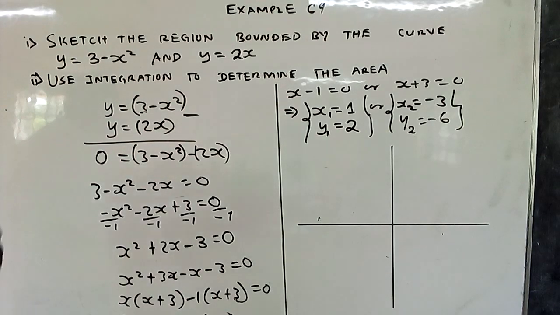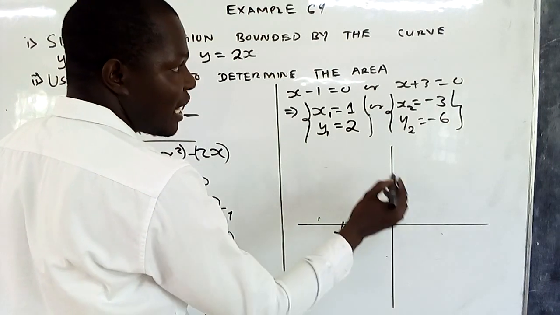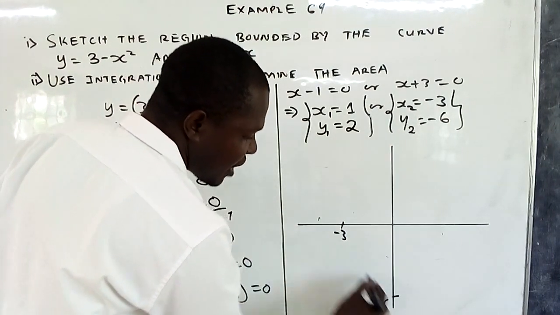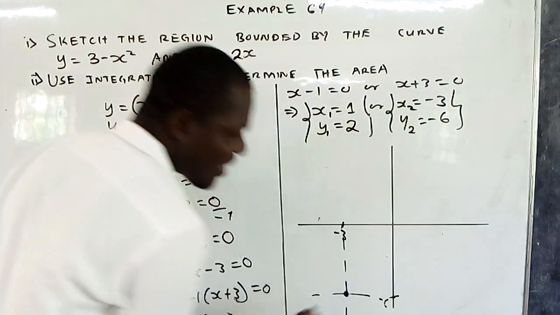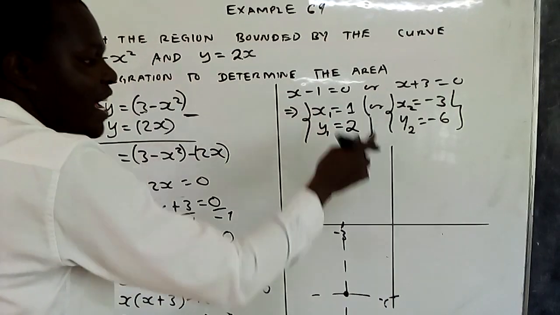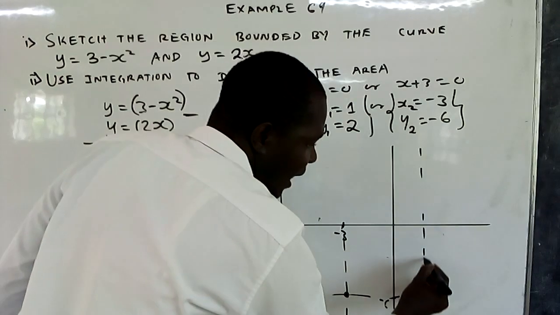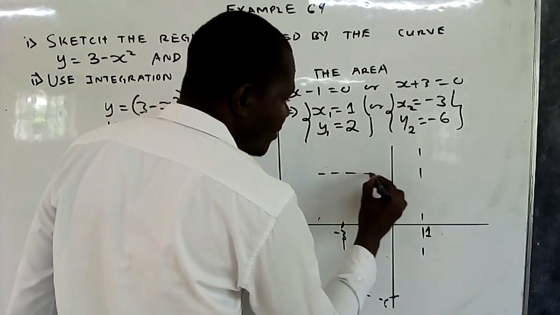Are we together? So start. The first point of intersection, when x is negative 3, you say negative 3 is around here, and y is negative 6 is around here. So you can see they are intersecting at that point. Then you move again. At which other point are they intersecting? When x is 1, you can say 1 for x is around there, and y is 2, somewhere around here.